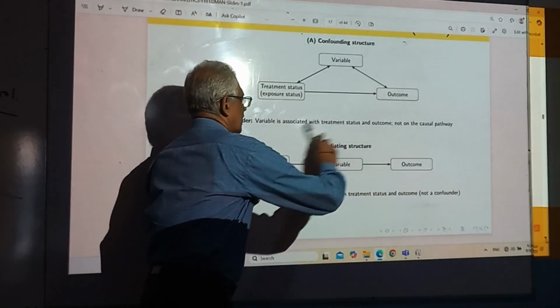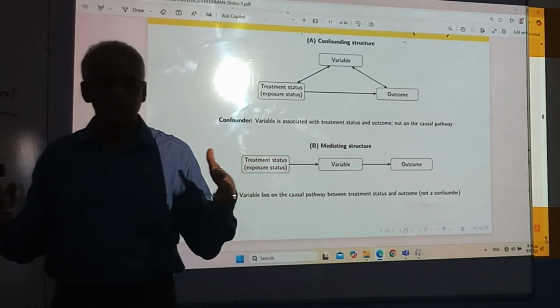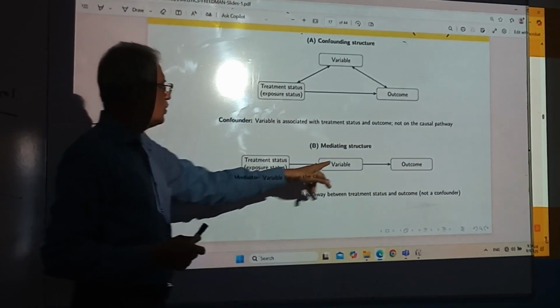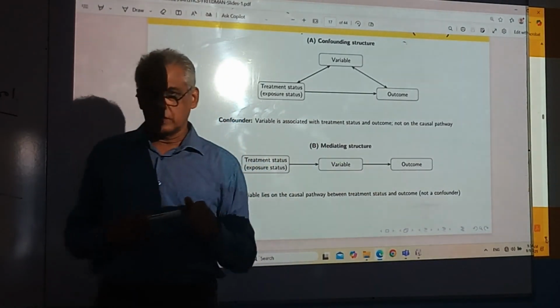We are looking at the relationship between these two variables. There is this third variable in the middle. Right? In that case, we don't call it a confounding variable. We call it the mediating variable.